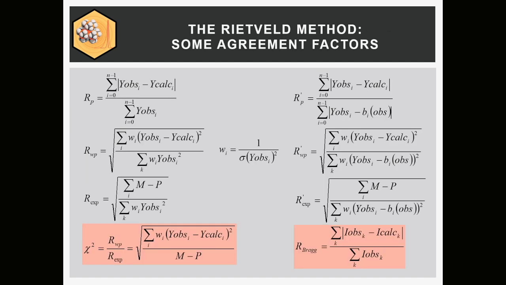Agreement factors. I don't want to say too much about this. Paolo already told you a lot about it. You have to find a measure of how good your refinement is. One possibility, of course, is visual, so you look at the refinement. The other possibility is to use agreement factors. The typical agreement factor is the profile factor, Rp. You take the modulus of y-obs i minus y-calc i, sum them all up, and normalize by the sum of the y-obs.